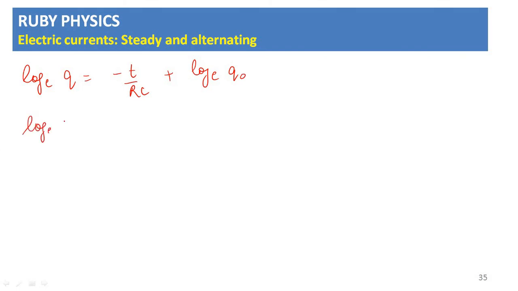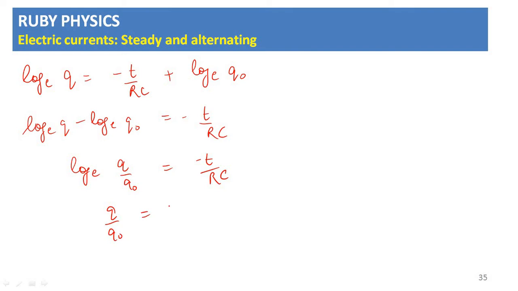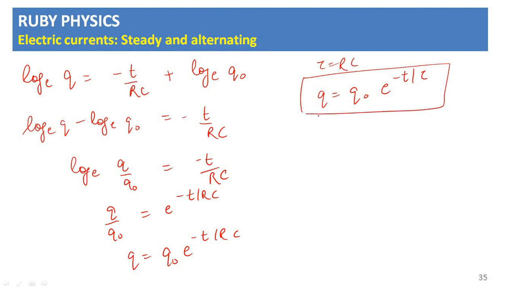So it will be log base e Q − log base e Q naught = −t/RC, and in the exponential form we can write Q/Q naught = e to the power −t/RC, so Q = Q naught e to the power −t/RC. Where tau is equal to RC, the time constant, we can write Q = Q naught e to the power −t/tau. So we have got here the decay or the discharge equation.